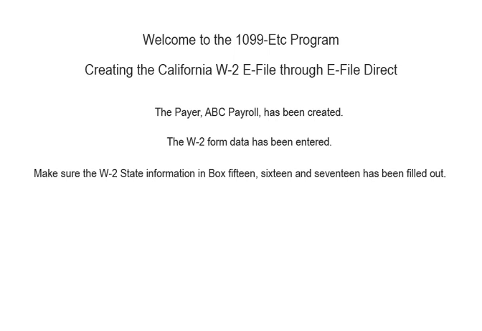This tutorial covers creating the California W-2 e-file through eFile Direct. Once the file is created, it is the user's responsibility to upload the file to California. To begin, the pair, ABC Payroll, has been created. The W-2 form data has been entered. Make sure the W-2 state information in box 15, 16 and 17 has been filled out as needed.